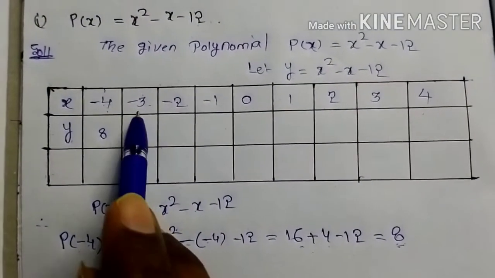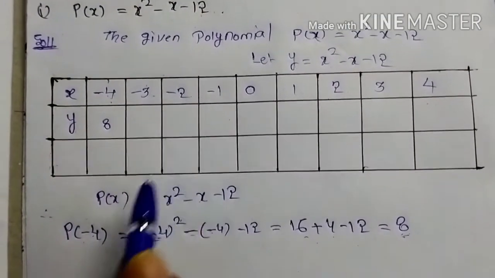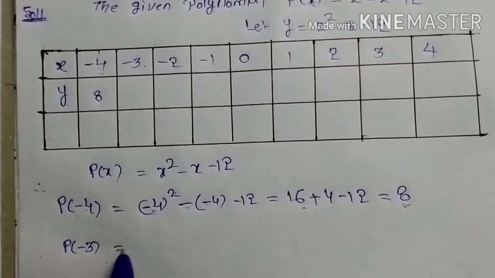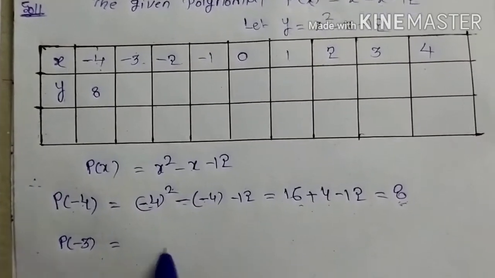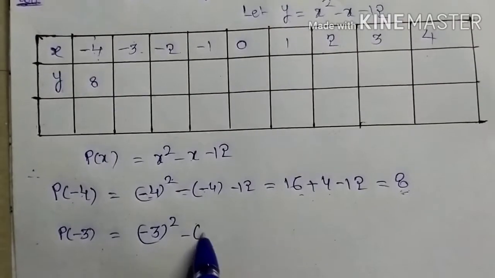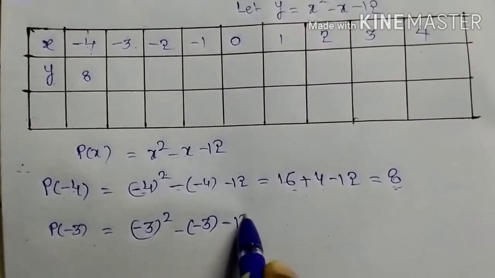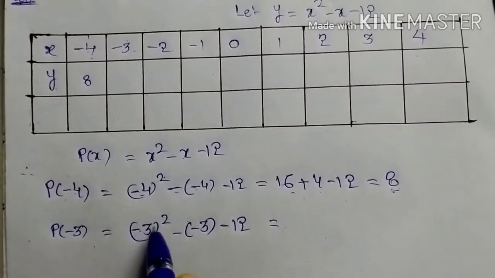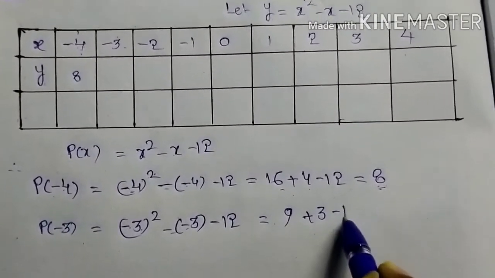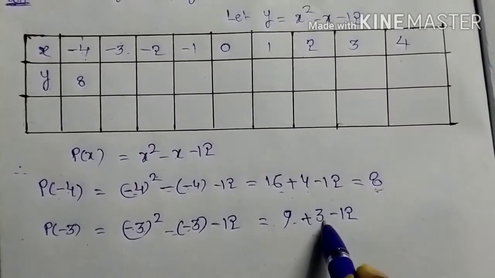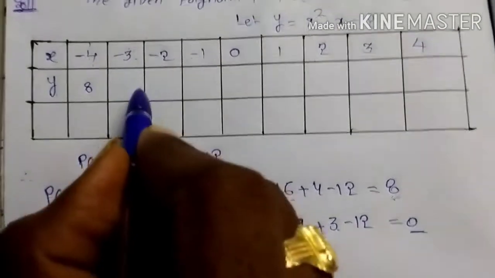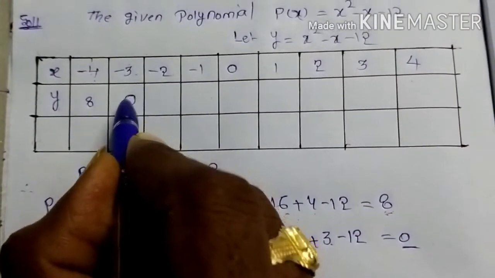In the similar way, you need to find x is equal to minus 3. That means p of minus 3. Very easy, just substitute the values and find it. Minus 3 whole square minus of minus 3 minus 12. Minus into minus plus, 3 square is 9 only. Plus 3 minus 12. 9 plus 3 is 12. 12 minus 12 is 0. If the x value is minus 3, the y value is 0.